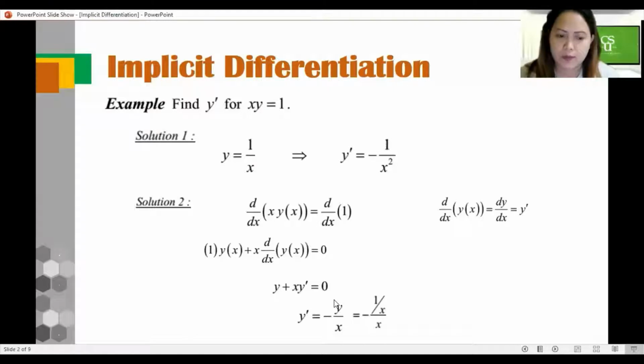Solving for y prime, we transpose y to the other side, that will become negative y, and then divide both sides by x. We have y prime equals negative y over x. The y here is 1 over x, so we substitute that y into negative y over x, and we have negative 1 over x times 1 over x, and that will give us negative 1 over x squared.